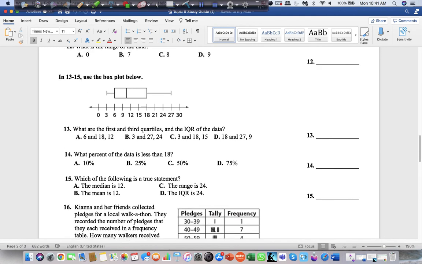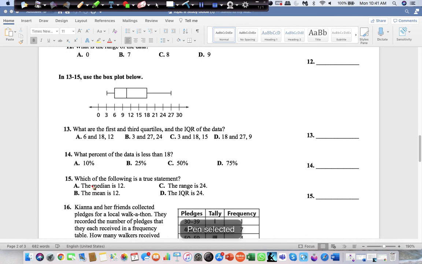Okay, and then 15 says, which of the following is a true statement? The median is 12. Here's our median. It's always that line in the middle of your box plot. Notice it is in between 9 and 12, so it is not 12. The mean is 12. You can never find the mean in a box plot, so that is definitely not it. The range is 24. Remember, range is biggest minus smallest, so our biggest is 27 minus our smallest is 3. And 27 minus 3 is 24. So that is C.